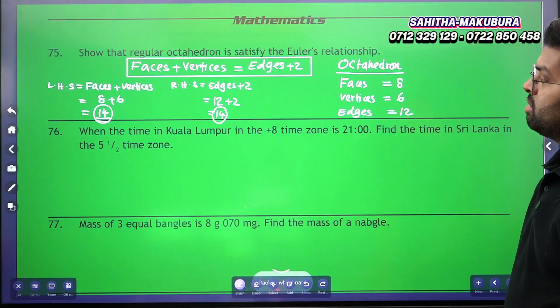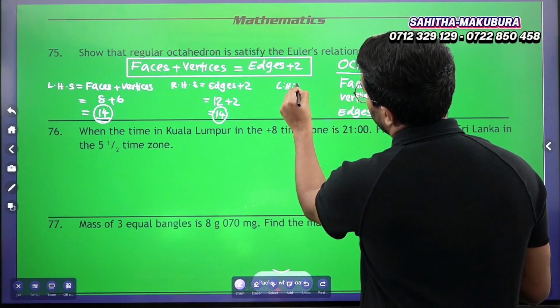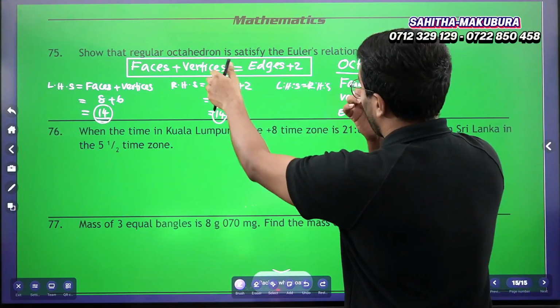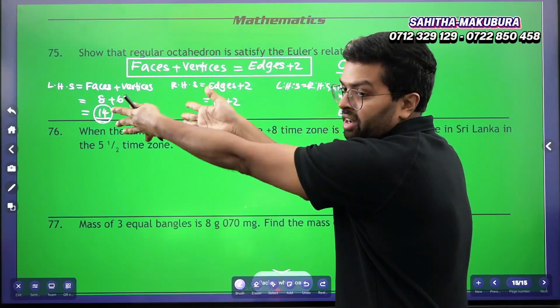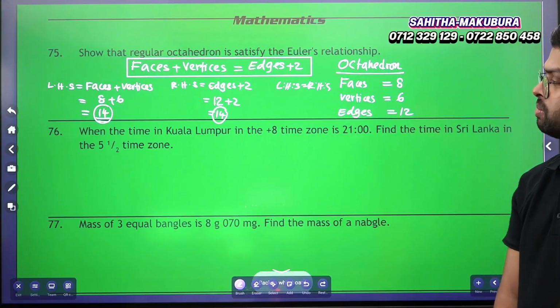So that's enough, right? Left hand side is equal to right hand side. If you write Euler's relationship like this, with the left hand side and right hand side values separately, you will get the marks.